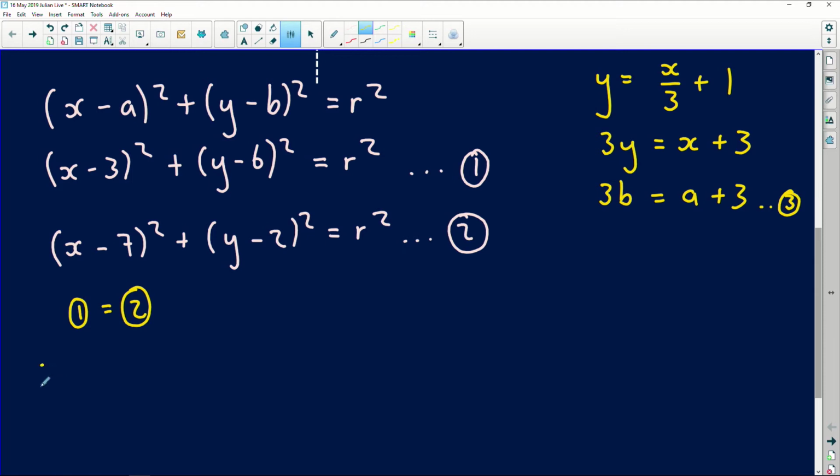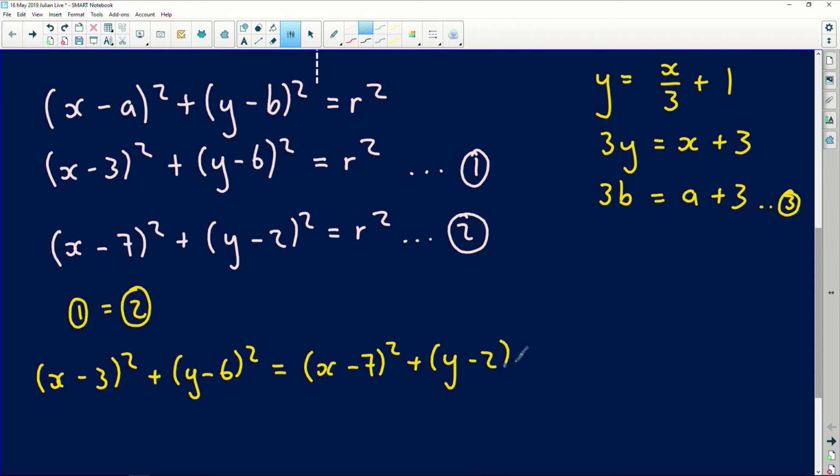We're going to equate these two. So we're going to have (x minus 3) squared plus (y minus 6) squared is equal to (x minus 7) squared plus (y minus 2) squared. Okay, guys, so it's really crucial.